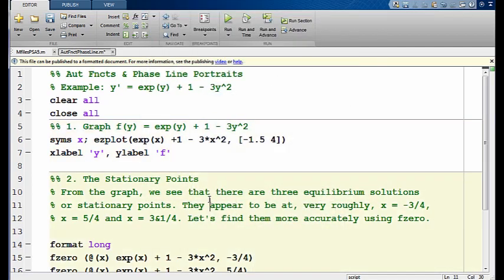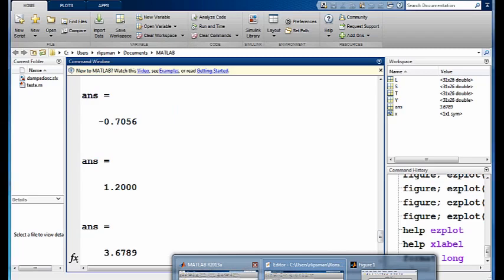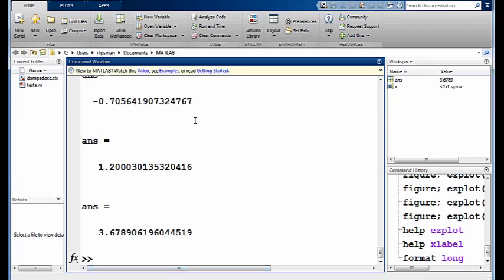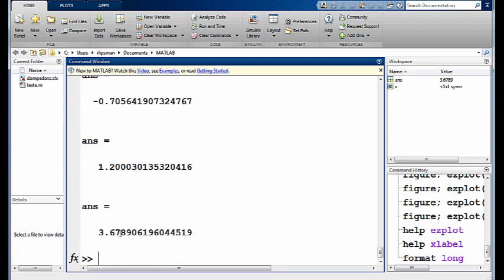Okay, so the stationary points. As I say, we see from the graph there are three equilibrium solutions. They appear to be at roughly -3/4, 5/4, and 3 1/4, and I use fzero to find them more precisely. I set format long, so that will have lots of decimal places. And here's the format for the fzero command without any intermediate function. I just put in the expression right here. Let's get the 3 values. I ran it. It did it immediately, but I have to bring up the MATLAB window. And there are the 3 values: about -0.7, about 1.2, and about 3.7.